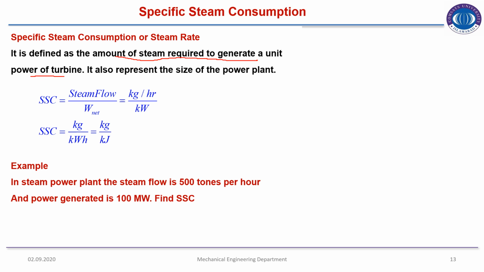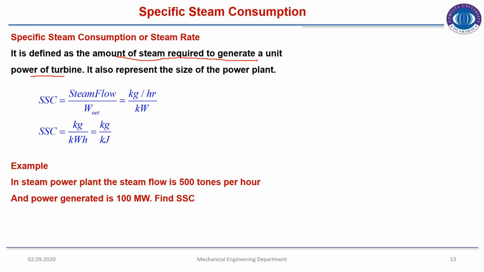The acronym is written as SSC. It is steam flow divided by net work. Steam flow is given in kilograms per hour, and net work done by the turbine is in kilowatts. So it is kg per kilowatt hour, with the kilowatt in the denominator. So it is kg divided by kilowatt hour. The kilowatt hour unit is also kilojoules.